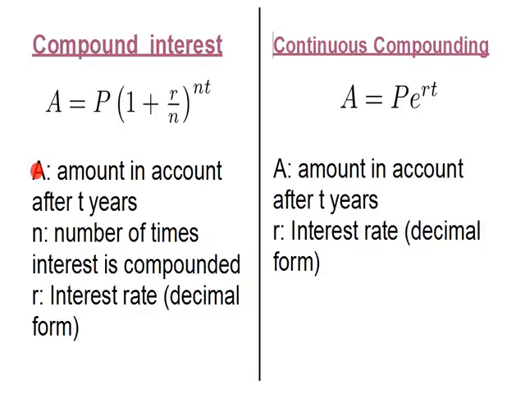So A is the amount in the account after T years. N is the number of times interest is compounded. And R is the interest rate in decimal form, always in decimal form. Or there's the continuously compounded, where we've got the amount in the account after T years, and R is the interest rate. Now, in both of these, P is your principal, which is the initial amount that you put into the account.